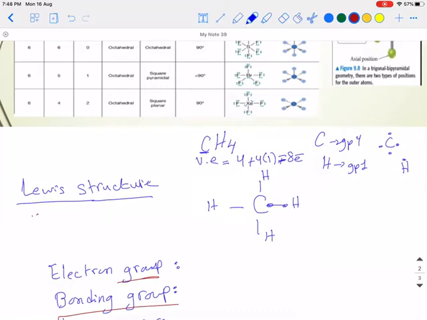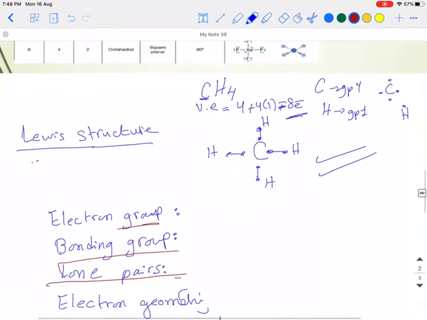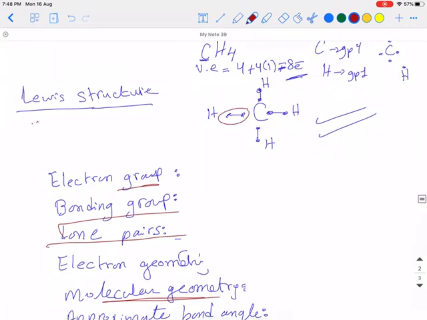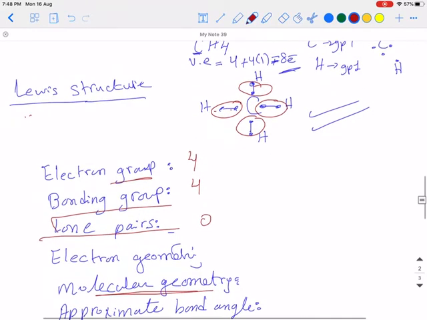Hydrogen should fill around it 2 as per the duet rule. So 1, 2, okay, 1, 2, 1, 2, 1, 2. Carbon should fill 8, no exception for carbon. 1, 2, 3, 4, 5, 6, 7, 8. Okay, and it's the same valence electrons. So this is the correct way for drawing Lewis. Now let us answer the following questions. Electron groups: 1, 2, 3, 4 around the central atom. Bonding, also all these are bonding. Lone pairs, no lone pair on the central atom, 0.